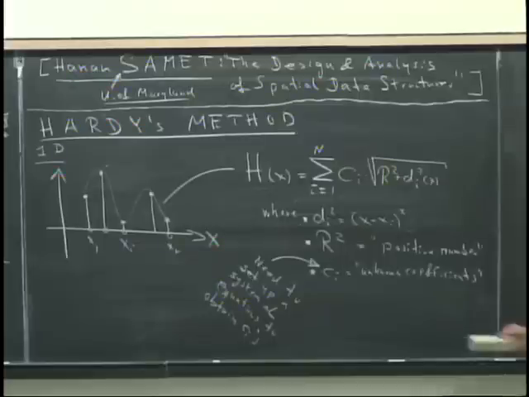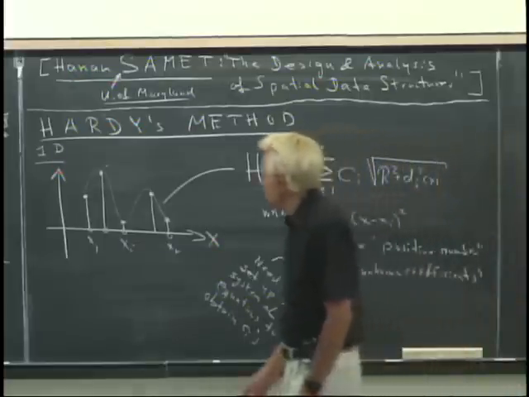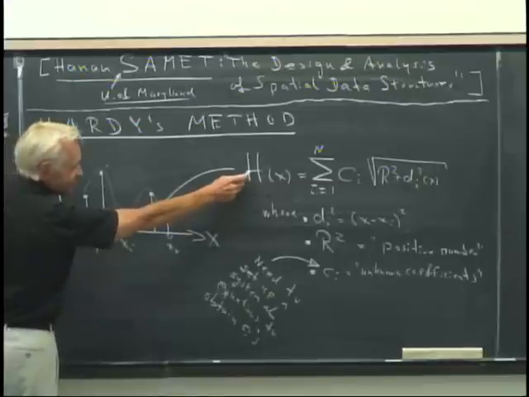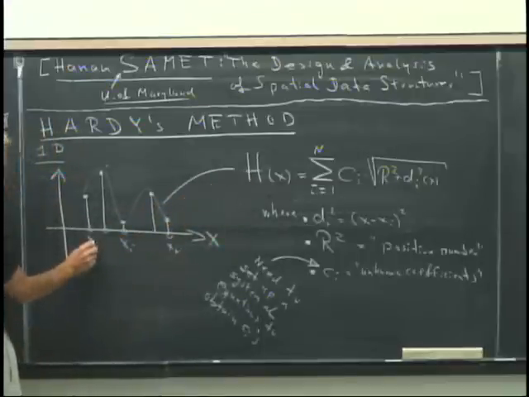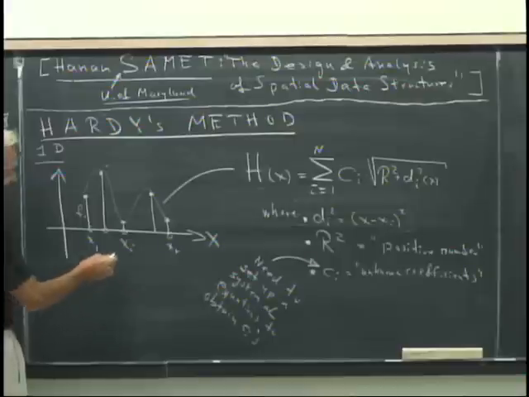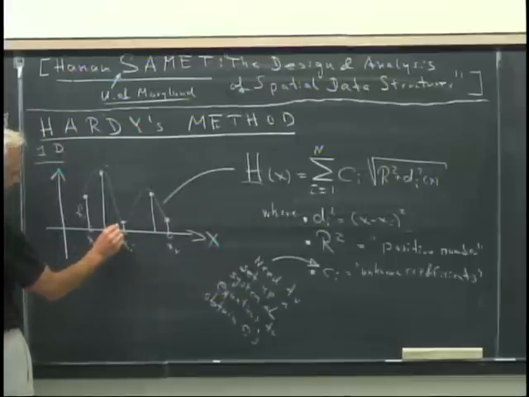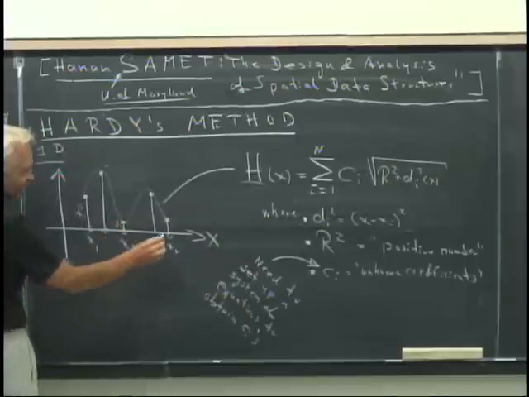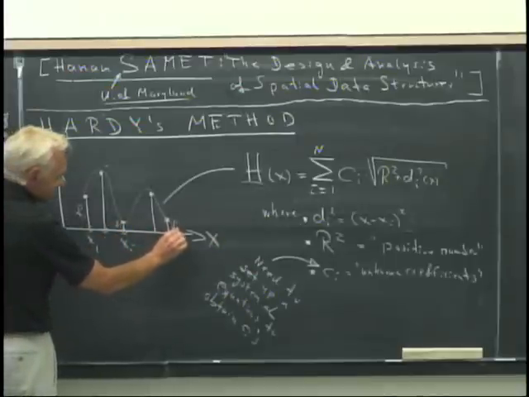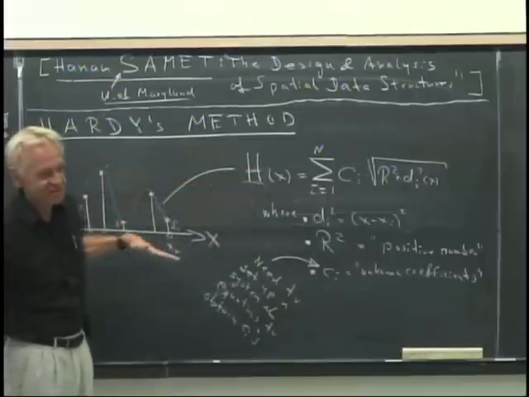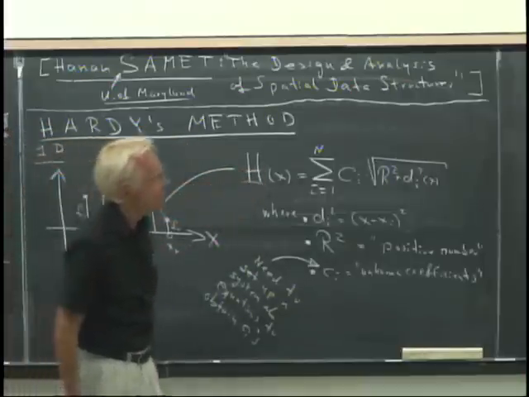What are the conditions? The conditions are that whenever I evaluate capital H at location x1, I would like that function to reproduce function value f1. Whenever I evaluate capital H at xi, I want it to return fi. And at the last point, xn, it should reproduce fn. Those are the conditions. I just write this down as conditions. Right?